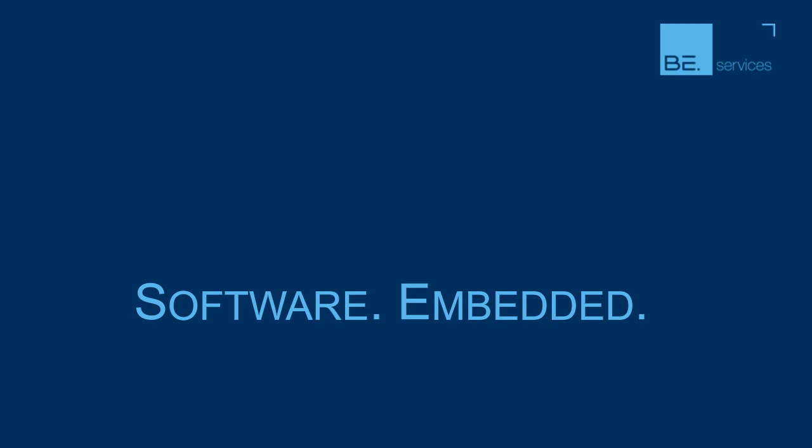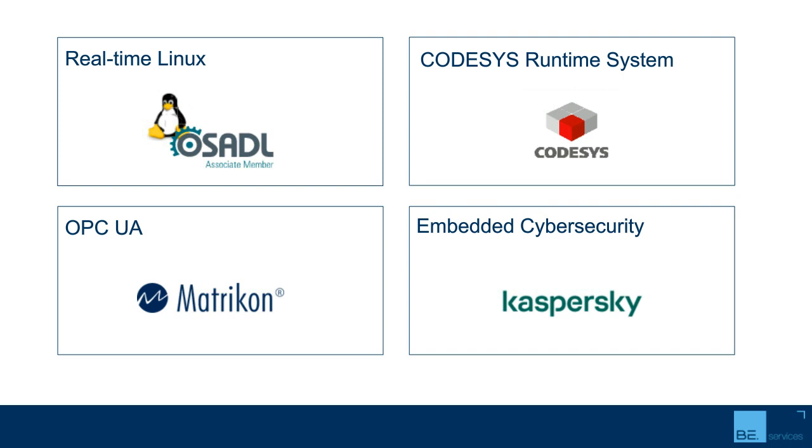There are 4 core competencies in the company. The first one would be Linux. So Linux has established itself very, very widely now in industrial automation, and we have very strong experience. We do a lot of Linux implementations for our customers, and our offering goes from consulting around the distribution to use all the way to implementation and optimization.